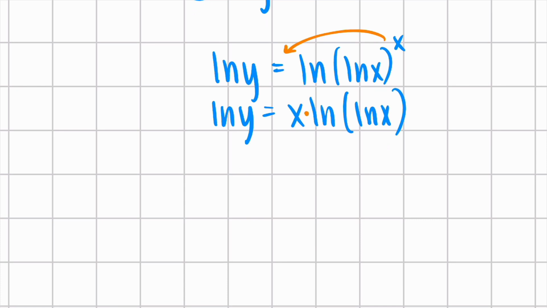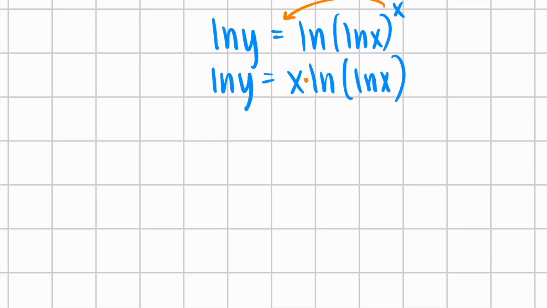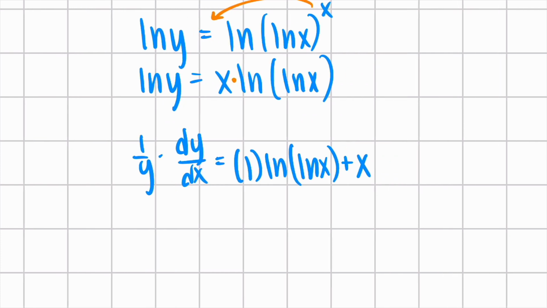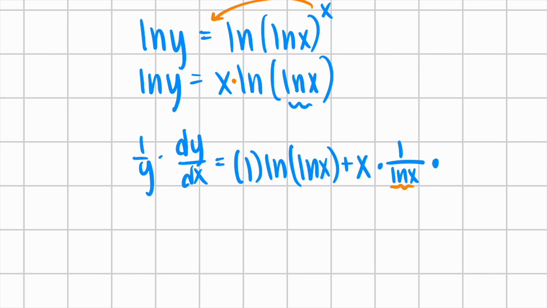I'm going to take the derivative on both sides of the equation with respect to x. I get 1 over y dy dx equals, I have a product rule on the right side, so derivative of x is 1. Leave your natural log of x, plus leave your x, derivative of natural log is 1 over the argument. My argument is natural log of x. Chain rule, I need to now chain rule my natural log of x. I get 1 over x.